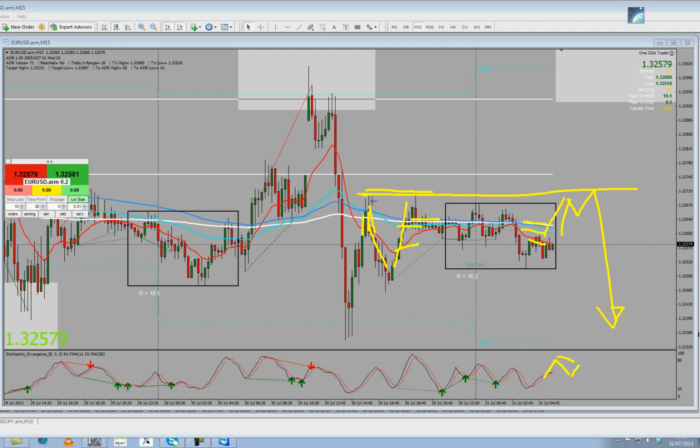So a lot of people will be short around here, so they don't want to give them an easy ride, so they must rise the market up here to stop them, induce more buyers around this area here, and then shift the market to the downside. So that's the trick today, I think, what we're looking at. So just to summarize the euro dollar.